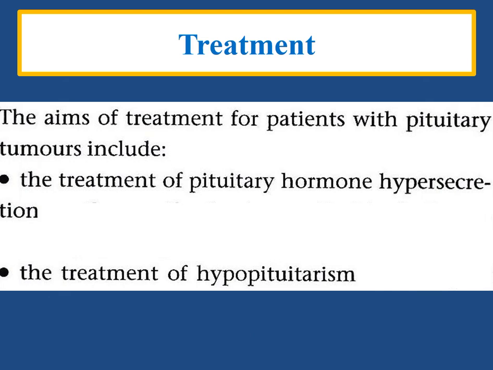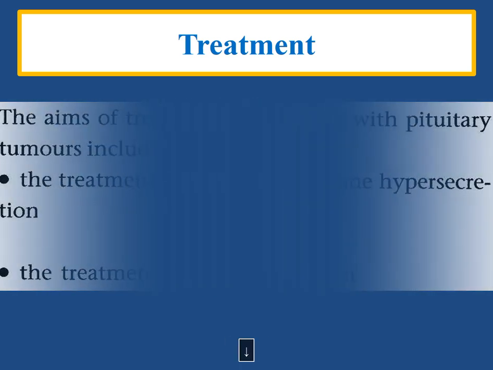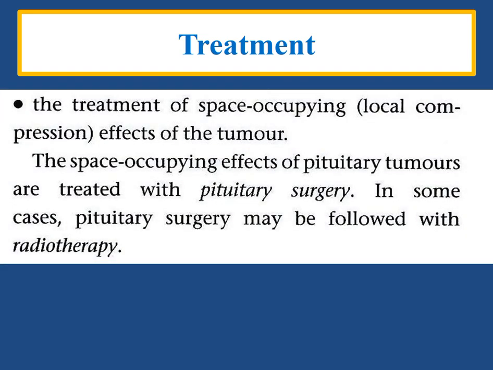Treatment. The aims of treatment for patients with pituitary tumors include the treatment of pituitary hormone hypersecretion and the treatment of hypopituitarism, and the treatment of space-occupying local compression effects of the tumors. The space-occupying effects of pituitary tumors are treated with pituitary surgery. In some cases, pituitary surgery may be followed with radiotherapy.